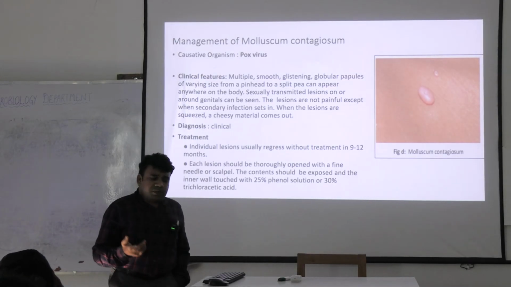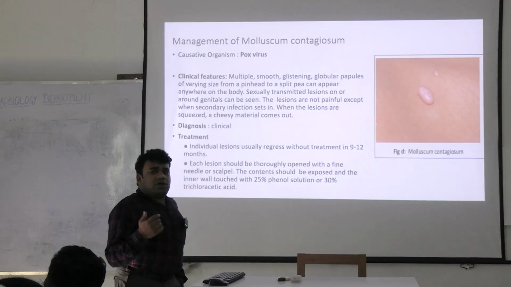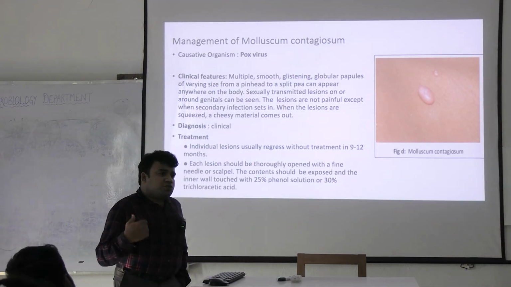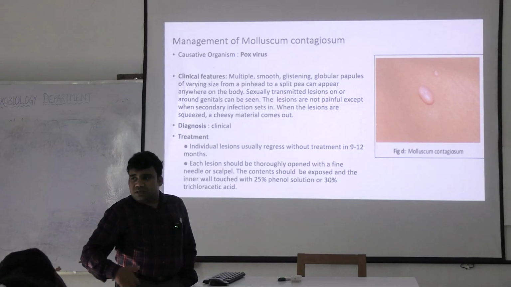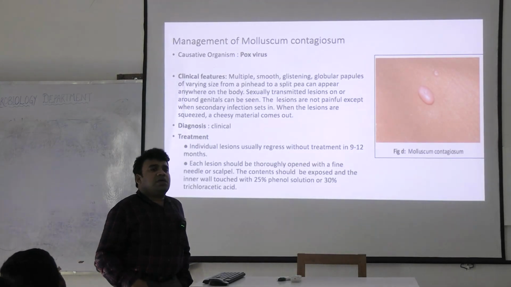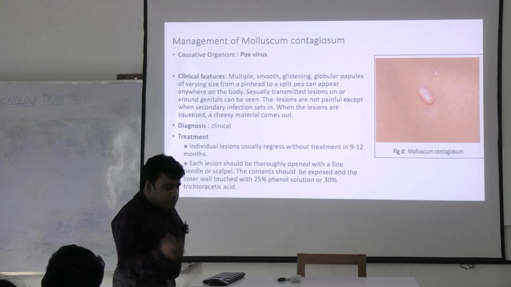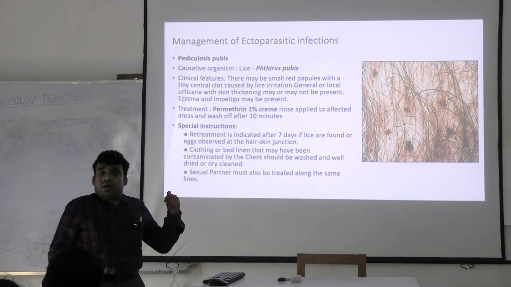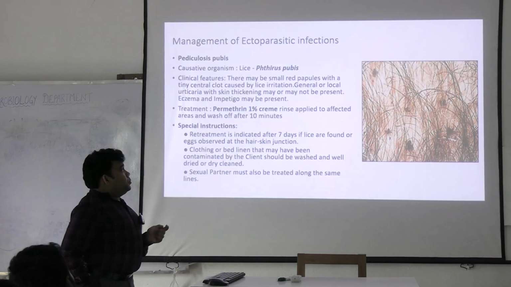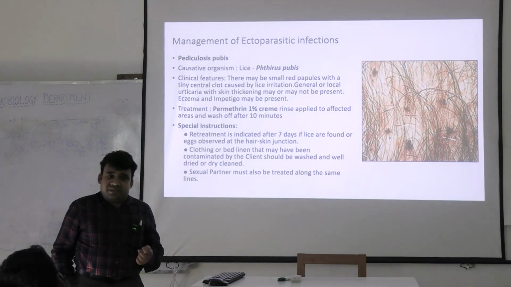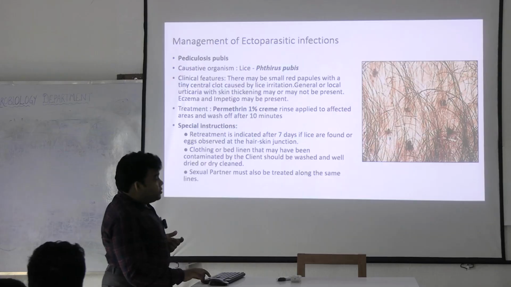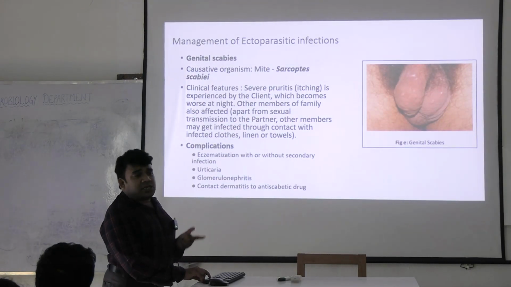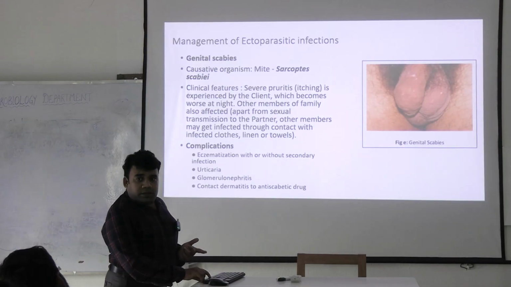This umbilicated swelling may be present, and they also have a phenomenon that is auto inoculation. That is, it will be itchy. So if the patient itches and then again with the same finger touches another part of the body, you can find a lesion over there also. Another is this is called as pediculosis pubis or lice. This can spread because of the pubic hair and genital scabies. This can also spread sexually.